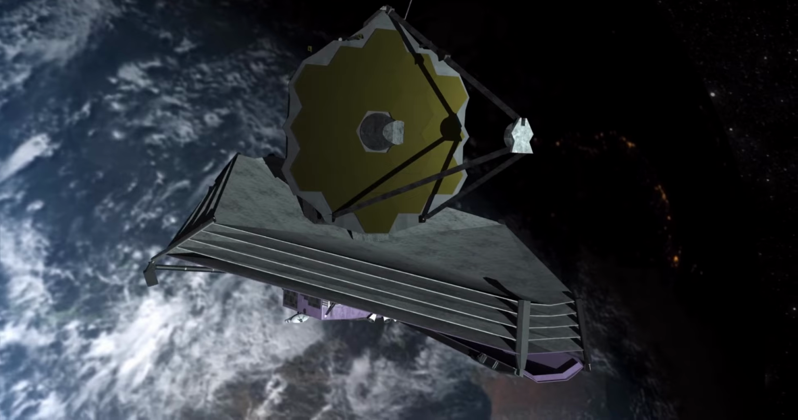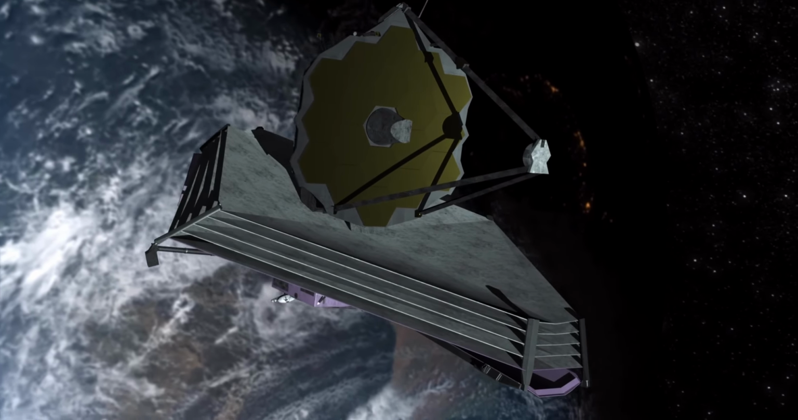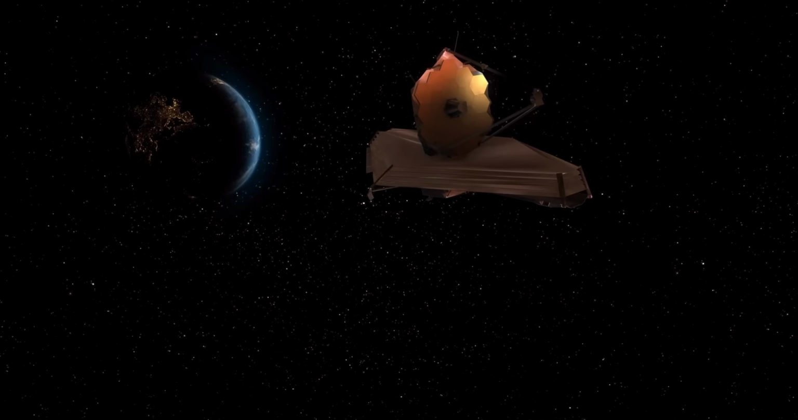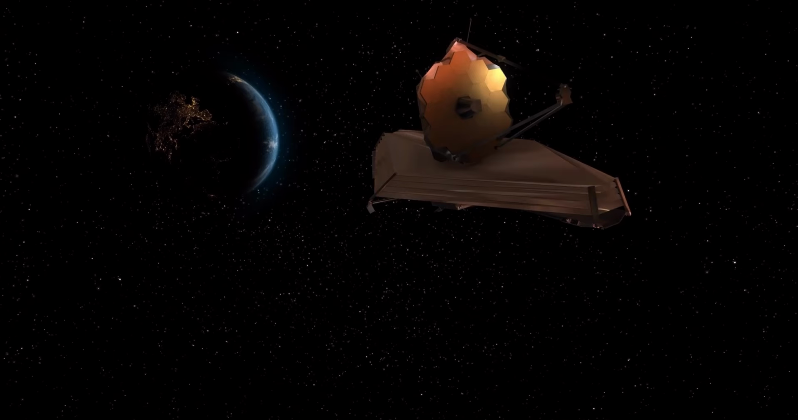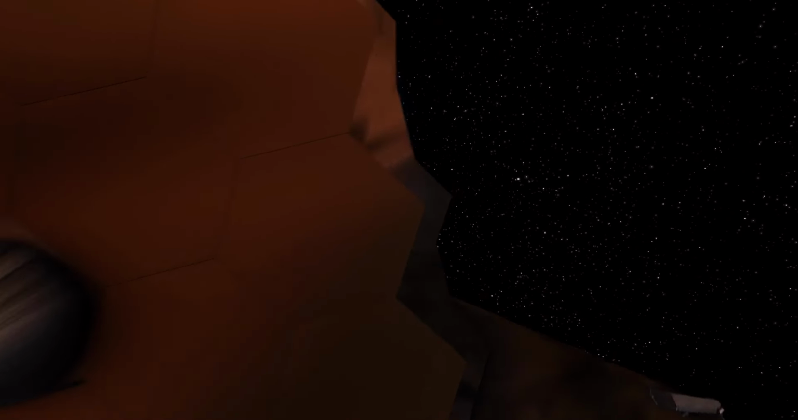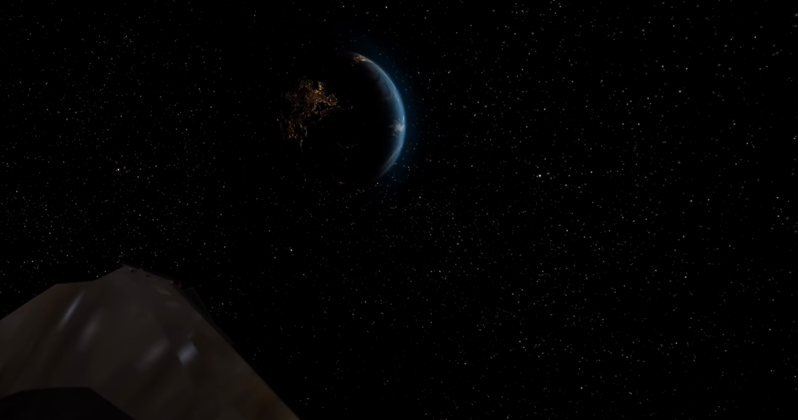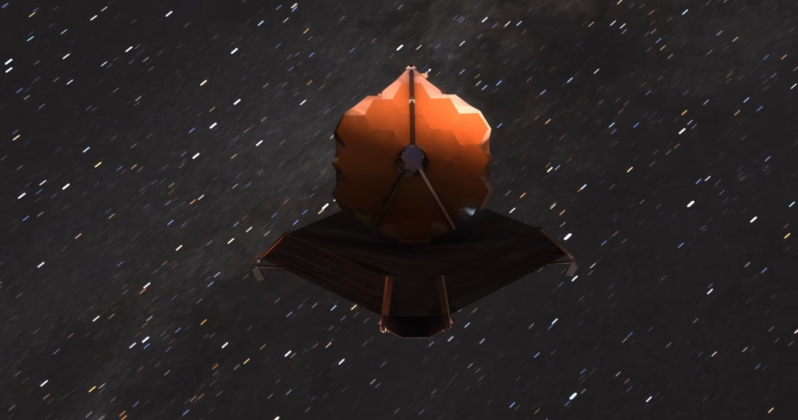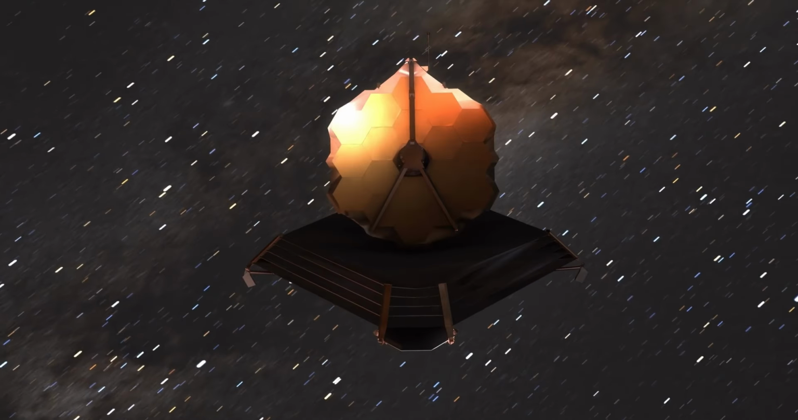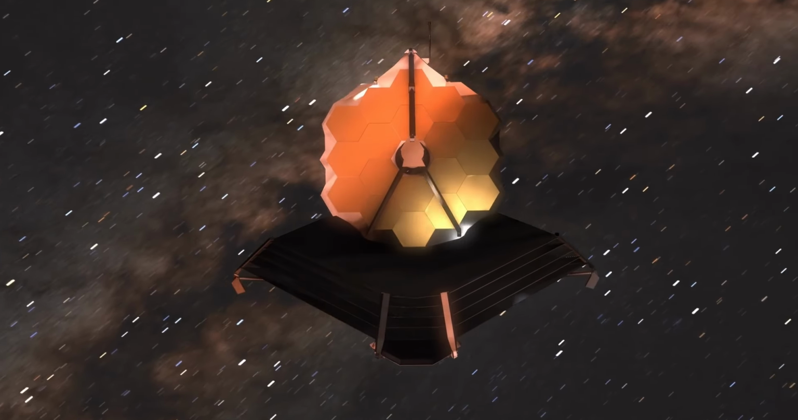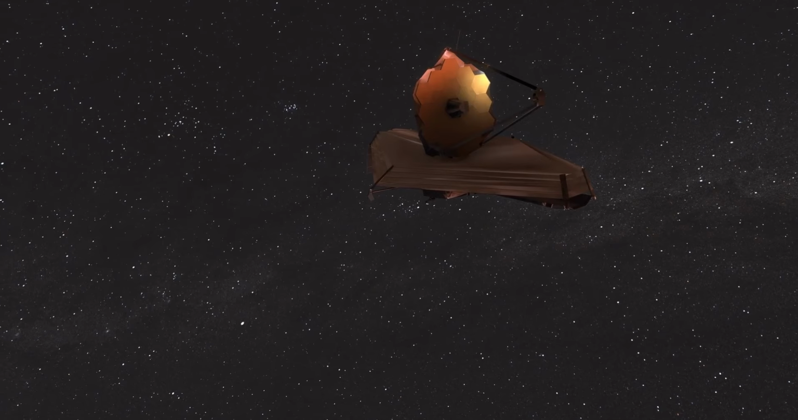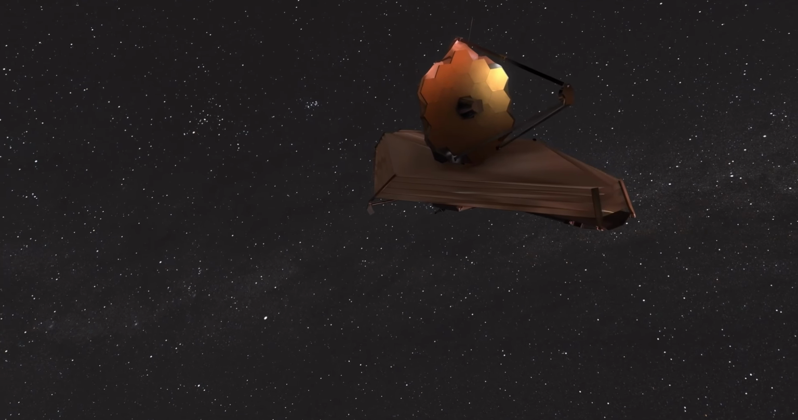Its main camera, NIRCam, is designed to see wavelengths from about 0.7 microns up to around 5 microns. That is deeper into the infrared than Hubble could really handle. The result is simple. Galaxies that lived when the universe was only a couple 100 million years old, around 2 to 3% of its current age, show up clearly for Webb, but would basically be invisible or extremely hard for Hubble.